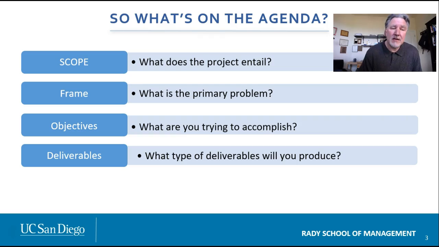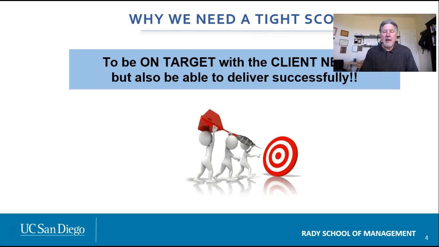So what's on our agenda is we are going to talk about scope in terms of what the project entails, which involves these three concepts. Framing, which is what is the primary problem or situation we're dealing with, and it drives the overarching problem question. The objectives, what we're trying to accomplish. And then the deliverables, the hard items that will come out of the consulting project that you will produce. The reason a tight scope is critical is to be on target with client needs, and not just to be on target with those needs, but to deliver successfully.